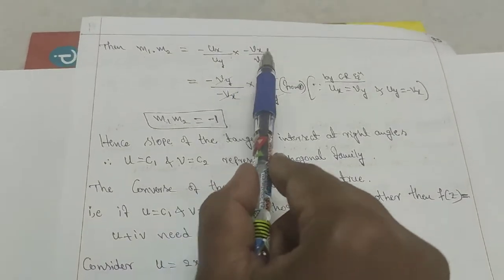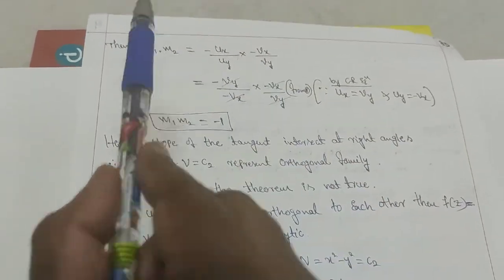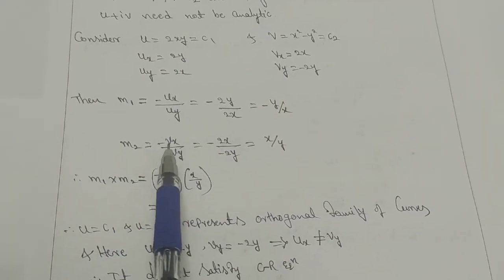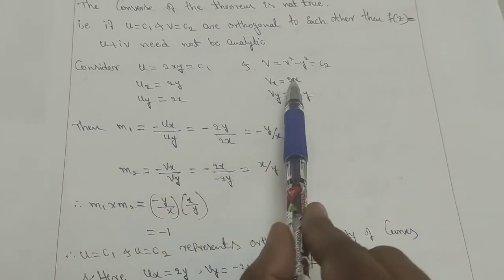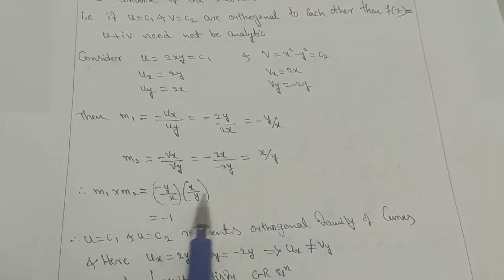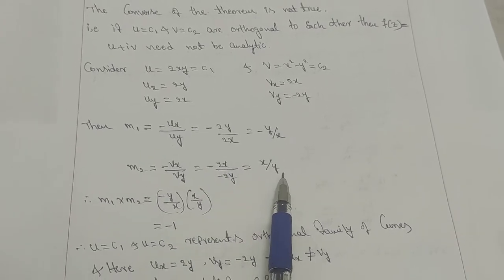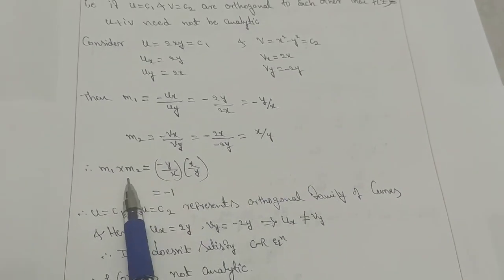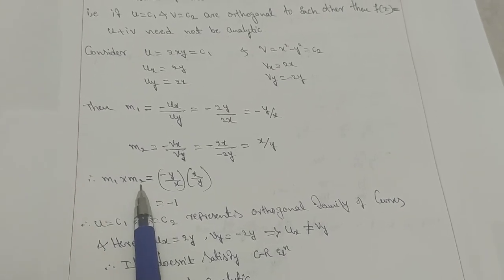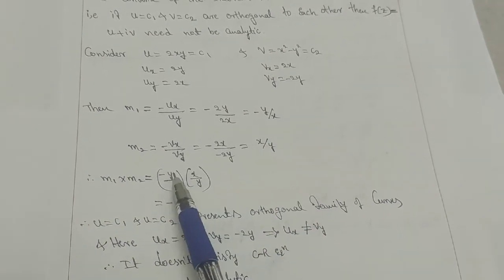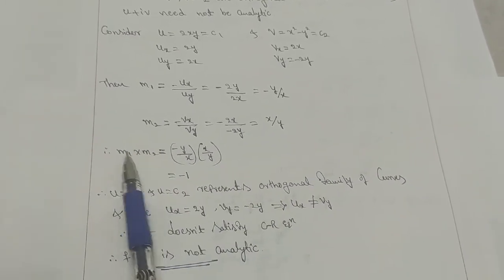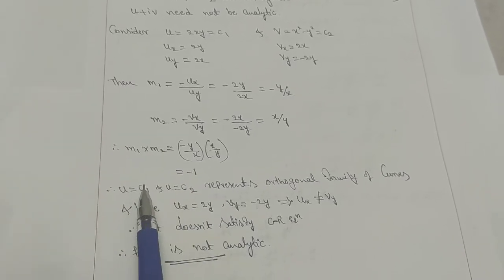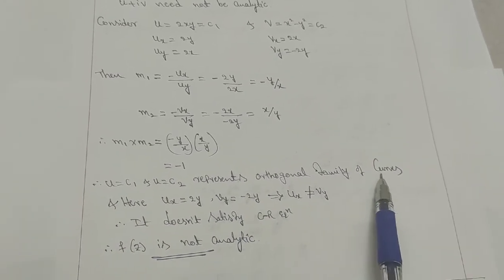And also m2 value is minus vx by vy. So m2 is equal to minus vx by vy, that is equal to minus 2x by minus 2y, because vx is 2x and vy is minus 2y. Substituting here, we finally get x by y. Then do the product of m1 and m2. We will get m1 into m2 is equal to minus y by x into x by y, which is minus 1. Here we are getting the product of slopes is minus 1. So we can say the two curves represent orthogonal families of curves.